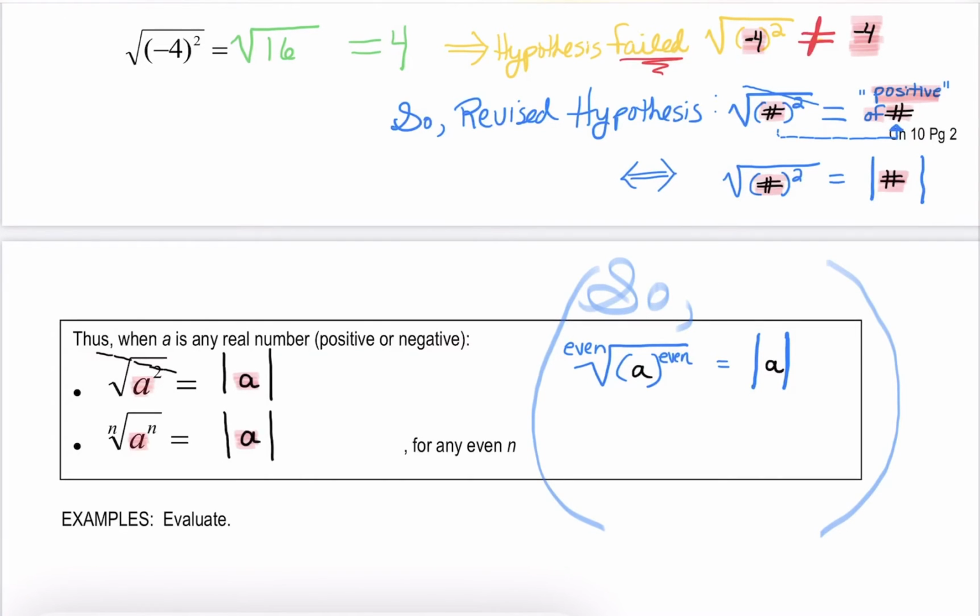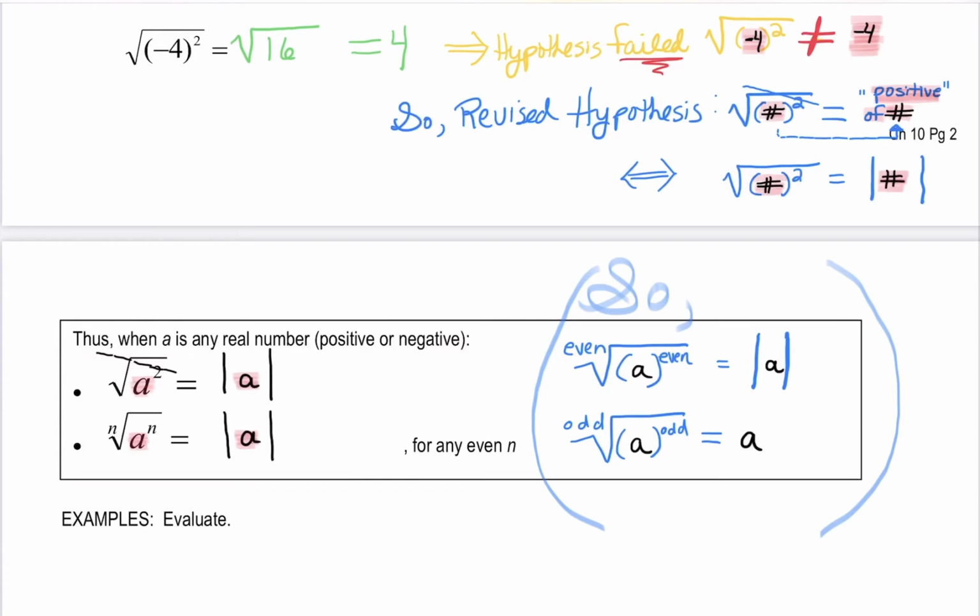However, if you have the odd indexed number, like cube root of something raised to the same cube power, third power, so let's say you have something that looks like this. These two do still undo each other, but in this case you won't need the absolute value bars. You're just going to get back to a, because odd index radicals can be negative. We don't have the same issue there.